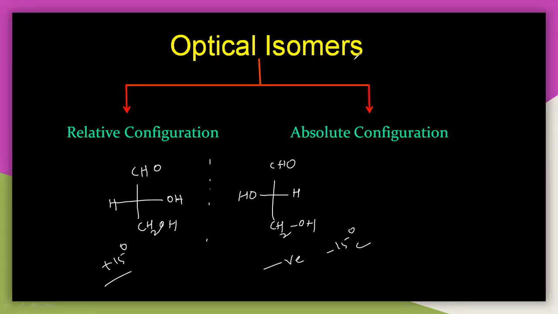So they have the same molecular formula, but there is a difference in their optical activity. One may rotate towards the right, or one may rotate towards the left. There is a difference in their optical activity, but the molecular formula is the same. So they are called optical isomers. Now, to understand the optical isomers, we need to give a particular configuration.